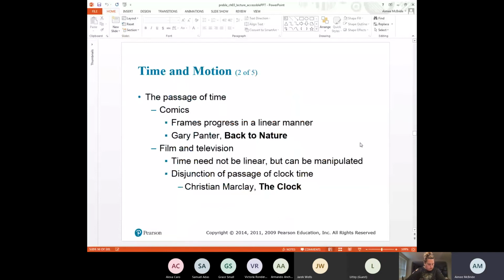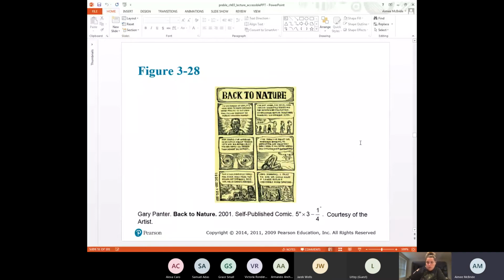Some other implications of passage of time can be seen in things like comics. You see from panel to panel as things are progressing in the storyline. And some more obvious examples are film and television. A really cheeky example of the passage of time is Christian Marclay's The Clock. This is just an example, you guys. You don't have to write all these.